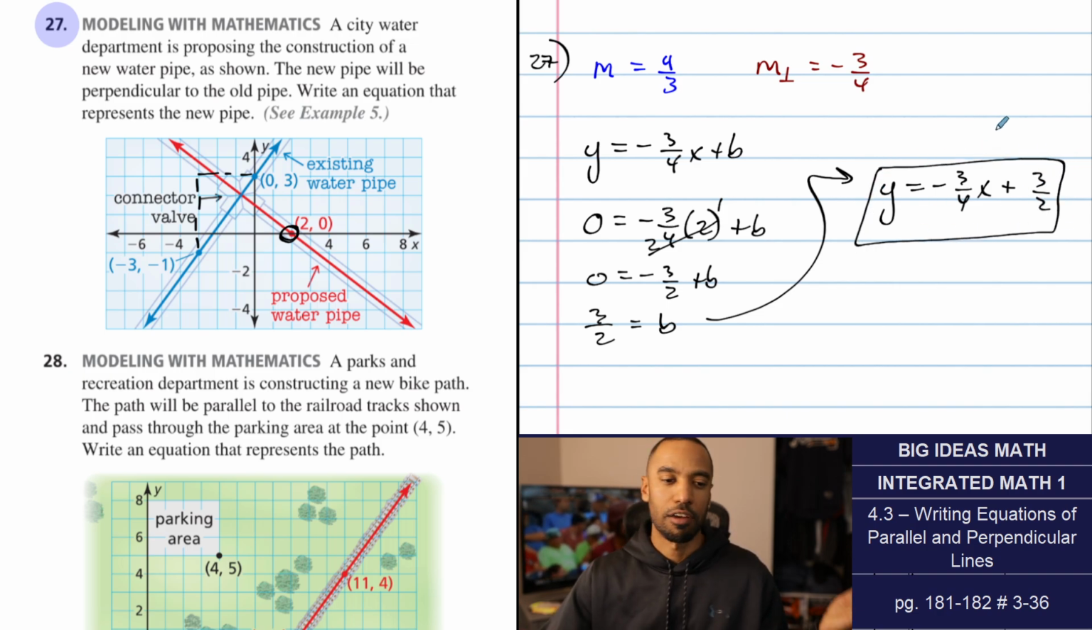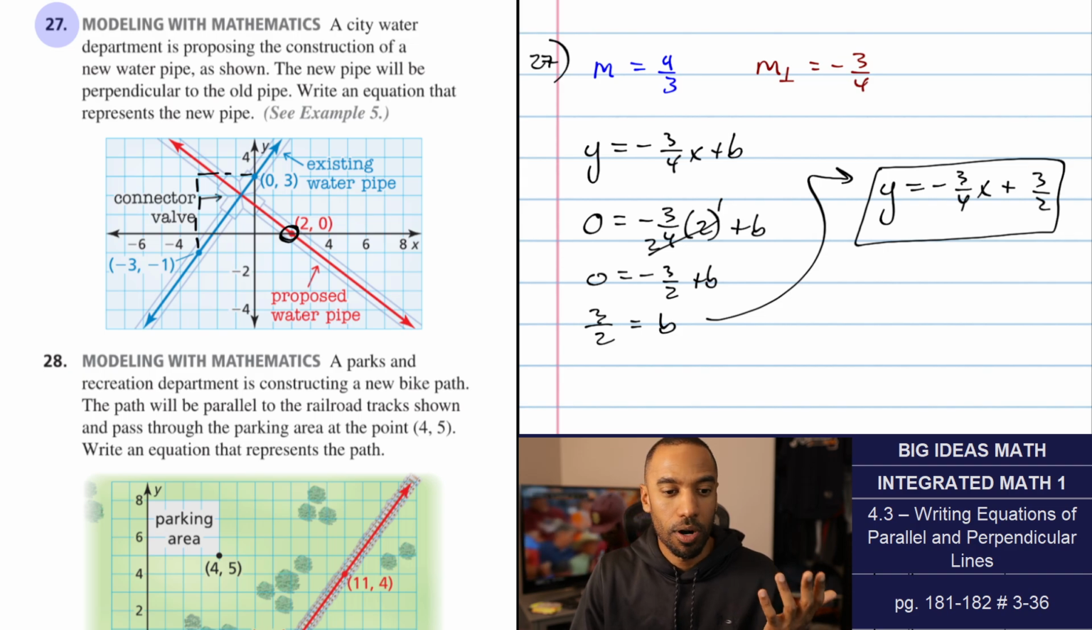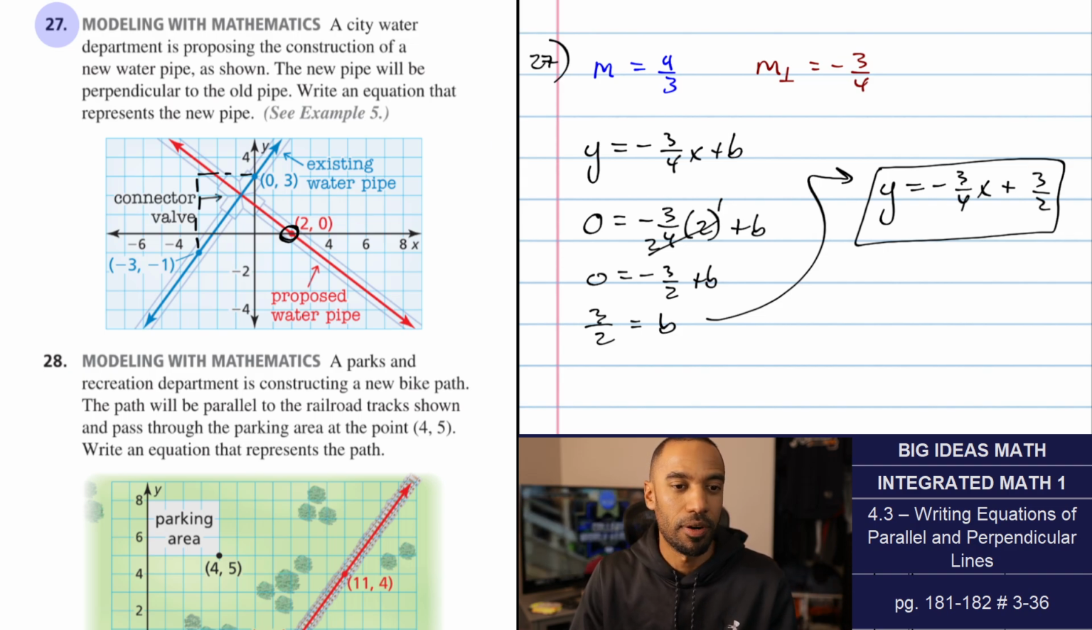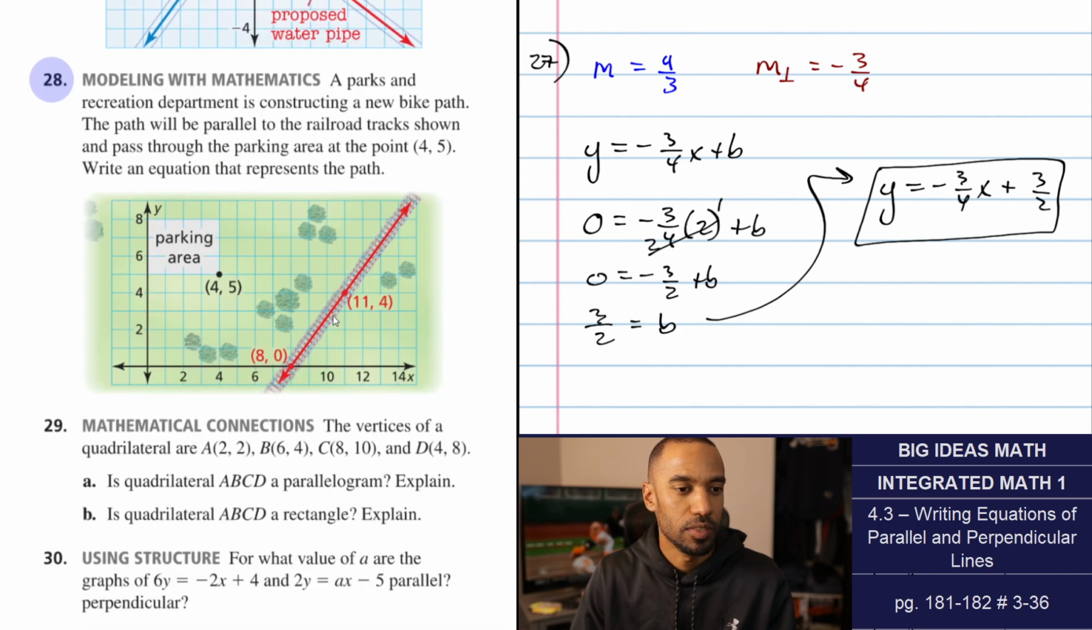And there's nothing we did differently here than before. There are no units for the water pipe or anything else. It's a word problem without really needing to do anything different.